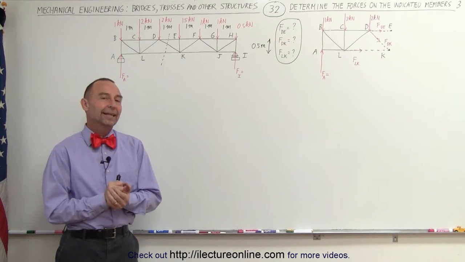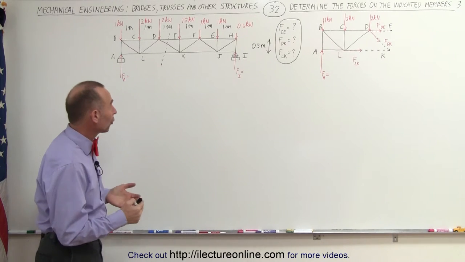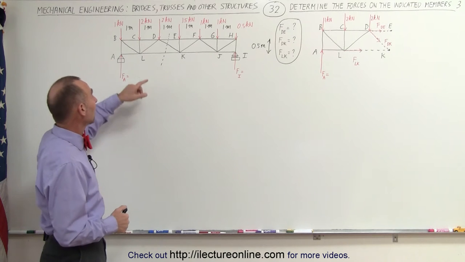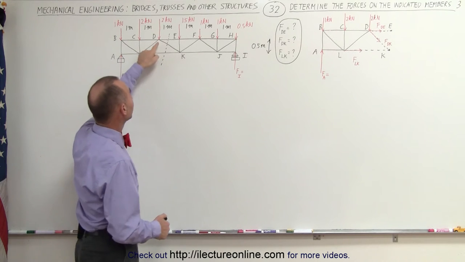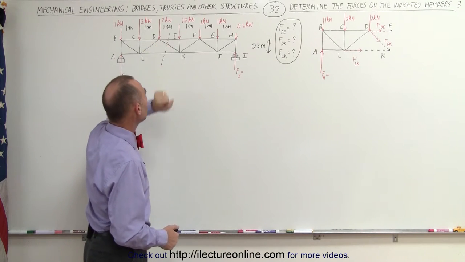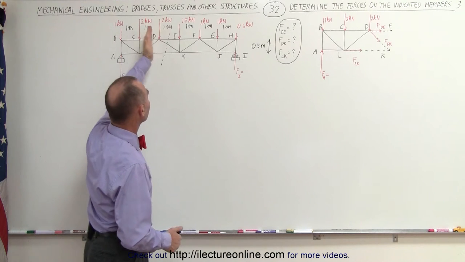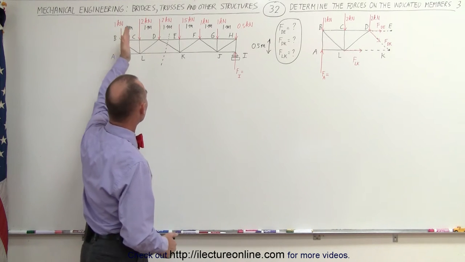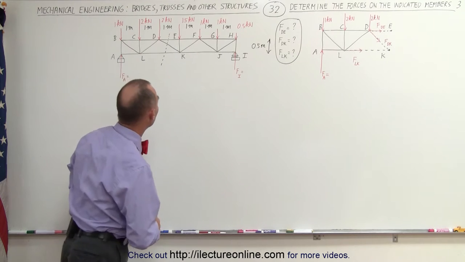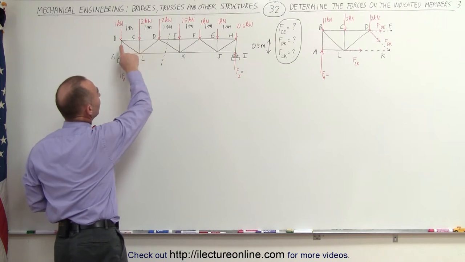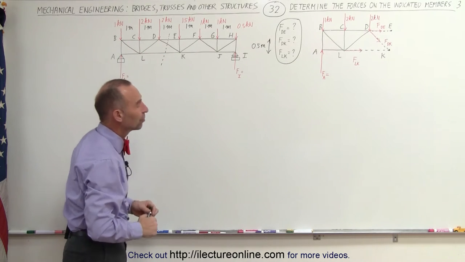Welcome to Electron Line. In this example, we have a floor joist and we're trying to find the force on the members between L and K, D and K, and D and E. Notice that there's a load on the entire floor, but we have it drawn as acting on each of the joints B, C, D, E, F, G, and H.